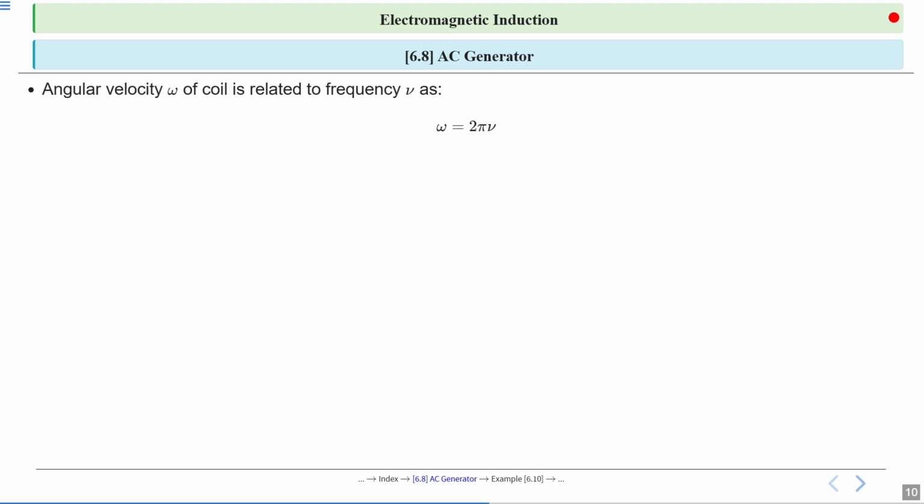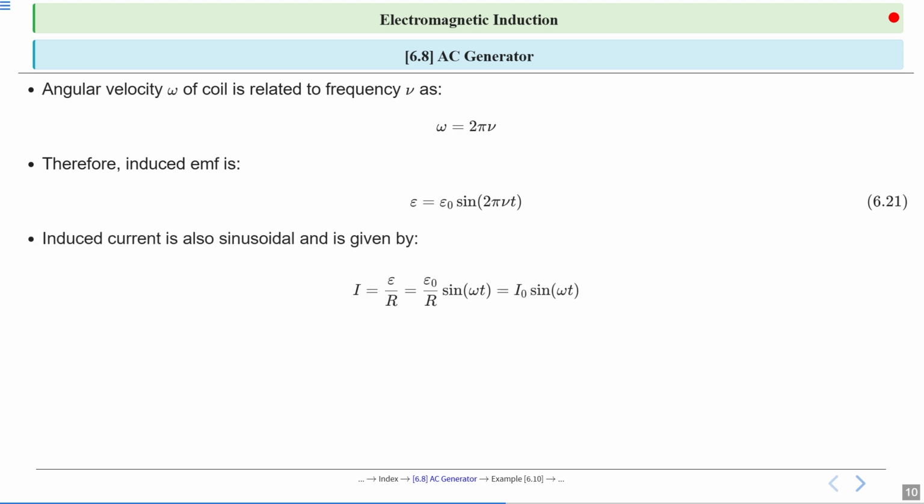The angular velocity omega of the coil is related to the frequency nu as follows. We know the relation omega is equal to 2 pi nu. Therefore, the induced EMF is epsilon equal to epsilon naught sine, and in place of omega we write 2 pi nu t. Mark it as equation 6.21.